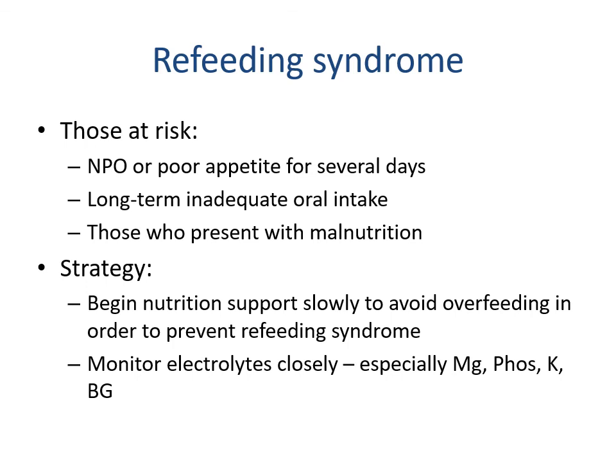So again, you'll see that our strategy is that we start nutrition support slowly at a quarter rate. So we want to avoid overfeeding and prevent refeeding syndrome, and monitor closely in these patients who we know have a history of poor intake, looking at their magnesium, phosphorus, potassium, and blood glucose levels.